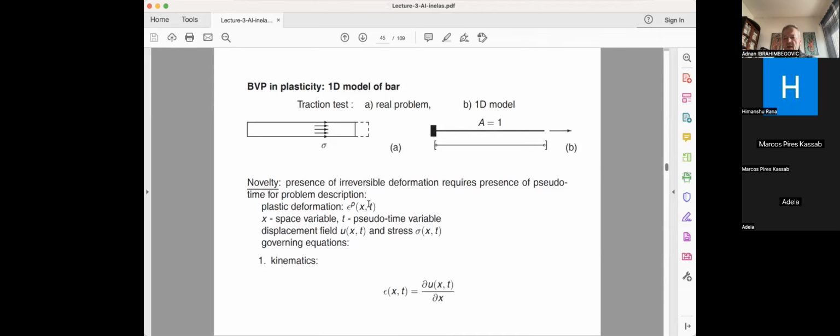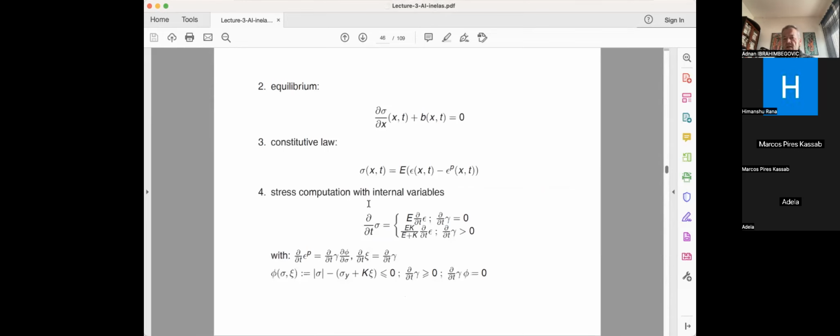The only difference now, in kinematics, the total strain epsilon is a function of x and t, and it's computed not as the ordinary derivative, but as the partial derivative of displacement, a function of x and t, with respect to x. And then the equilibrium equation, again, it's not d sigma dx, but partial sigma partially with respect to x, because it is a function of x and t, plus b, which is again a function of x and t. Again, t would have to be specified to give the exact loading program that we need.